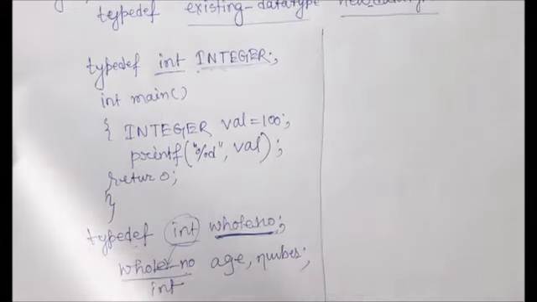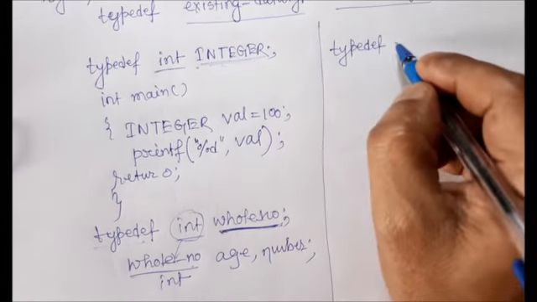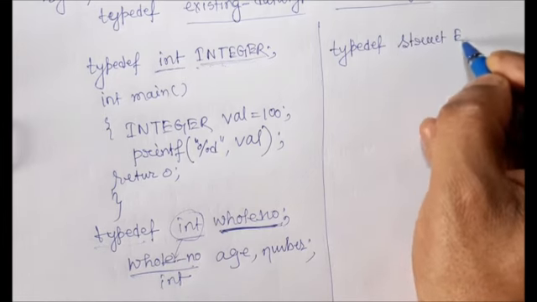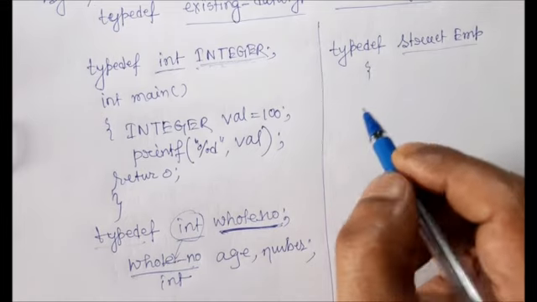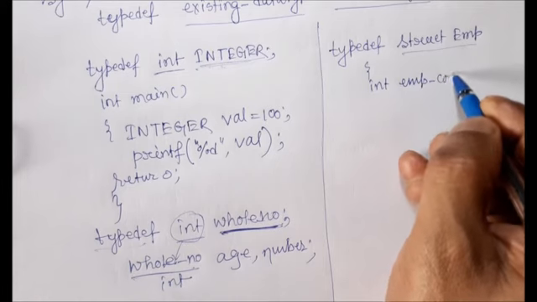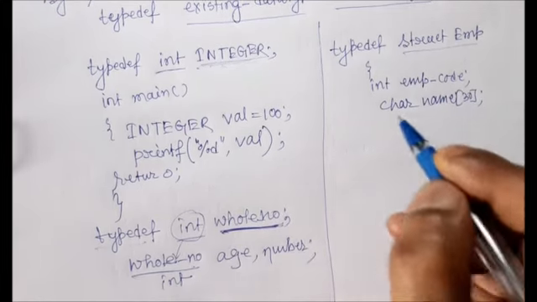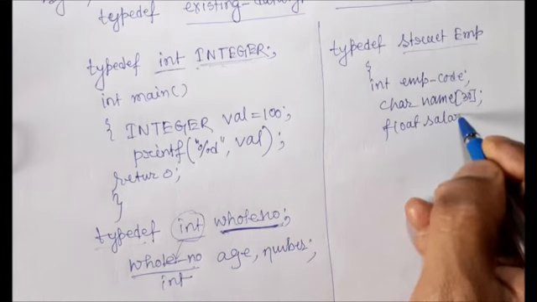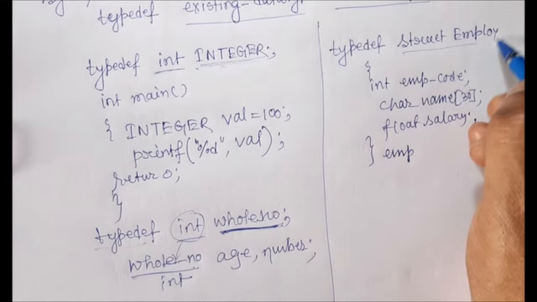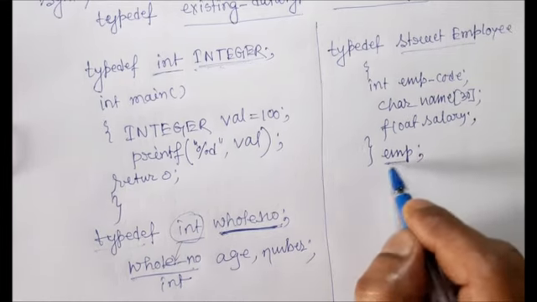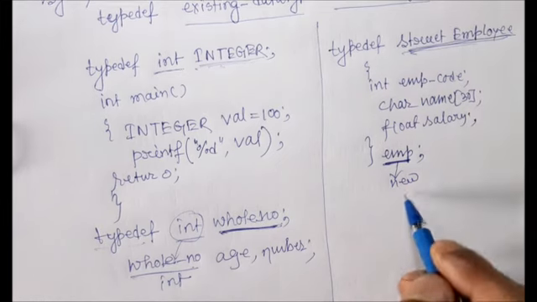So when I declare a structure, typedef struct employee, this is my old data type. Suppose within it we have written int employee code, char name size is 30, float salary, and EMPLOYEE. So this is the new name, and this is my old name. So this is the old data type and this is the new data type.